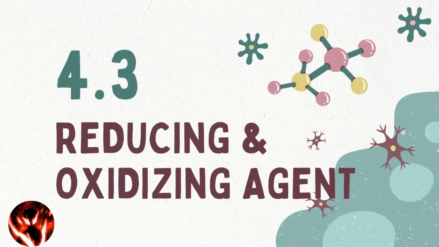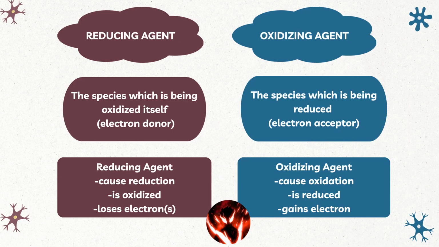Now we will move to 4.3, reducing and oxidizing agent. First, I will introduce you to the reducing agent. The reducing agent refers to the species which is being oxidized itself, called an electron donor. There are some characteristics of a reducing agent: it can cause reduction, it is oxidized, and it loses electrons.